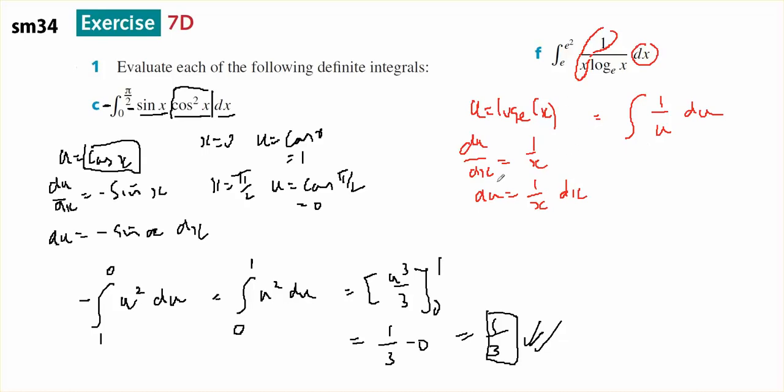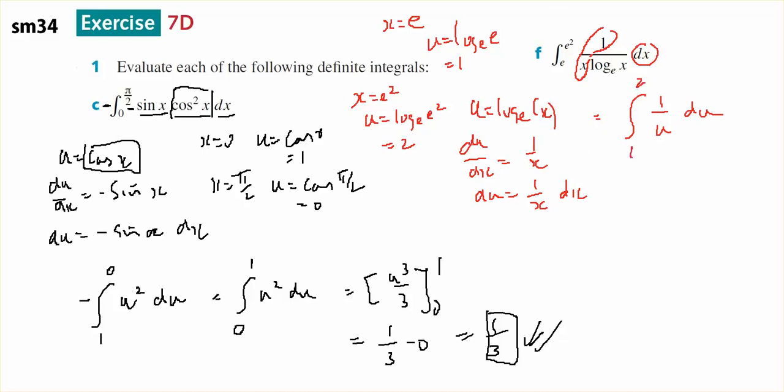And I need to change my terminals. So when x equals e, u is going to equal log base e of e, which is 1. And when x equals e squared, u is going to equal log base e of e squared, which is equal to 2. So it's going from 1 to 2.